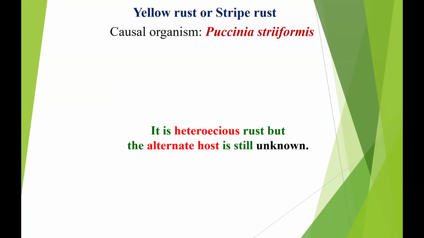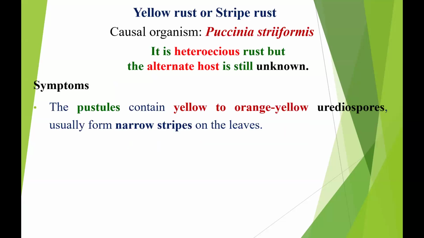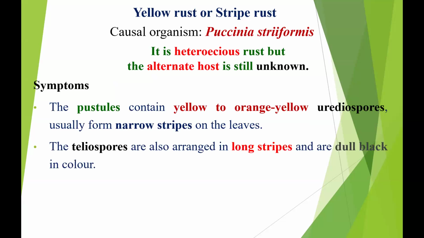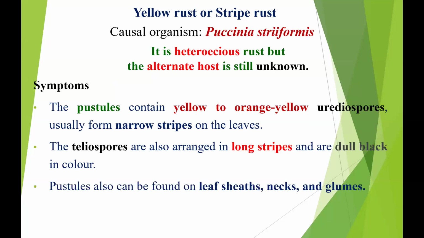Next is the yellow rust or stripe rust. The causal organism is Puccinia striiformis. This is also a heteroecious rust, but the alternate host is still unknown. We don't know about the alternate host till now.